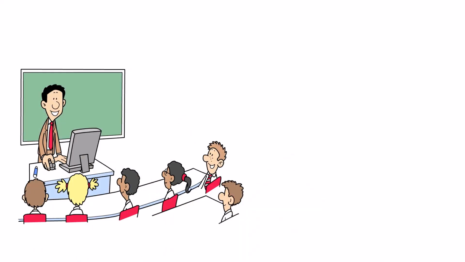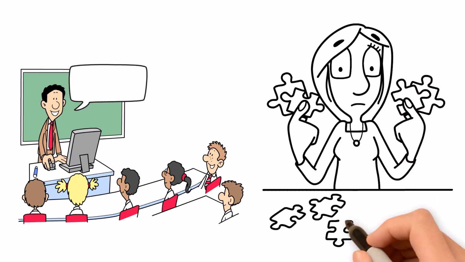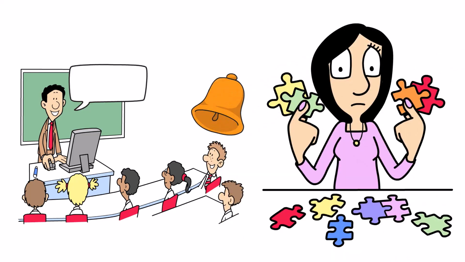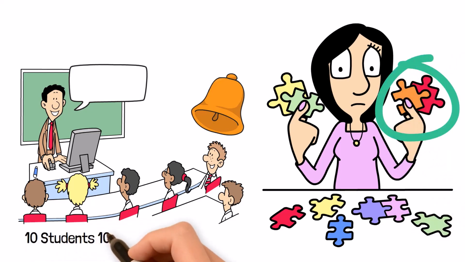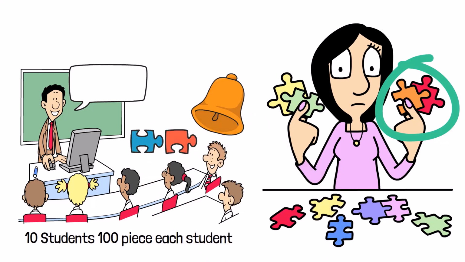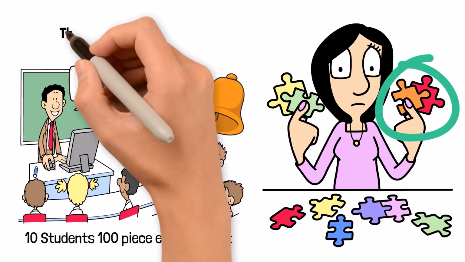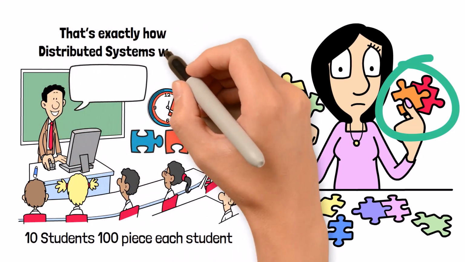Imagine you're in a classroom and your teacher gives the class a very big task. Build a 1,000-piece puzzle before the bell rings. Now, if only one student tries to do it alone, it will take forever. But what if the teacher gives 10 students 100 pieces each? Now the puzzle is being solved in parallel and much faster. That's exactly how distributed systems work.